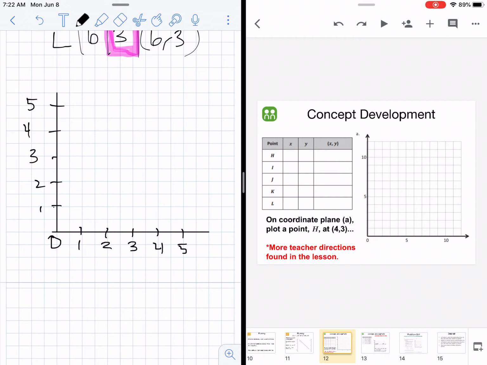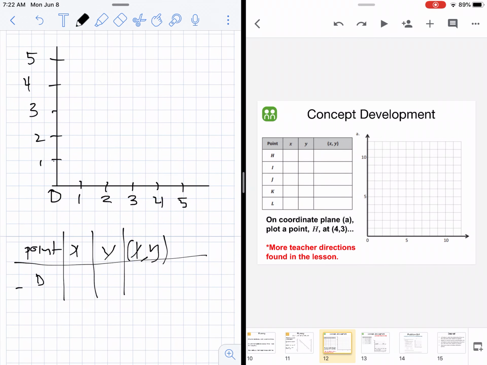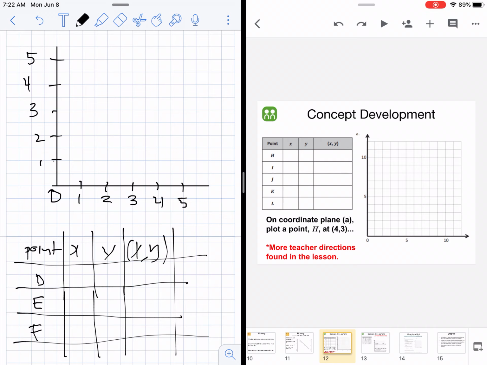So we are going to plot some new points. We have our x, we have our y, and then we have x comma y, our coordinate pair. We're going to do a few points, D, E, and F. 3 points today. D, E, and F.